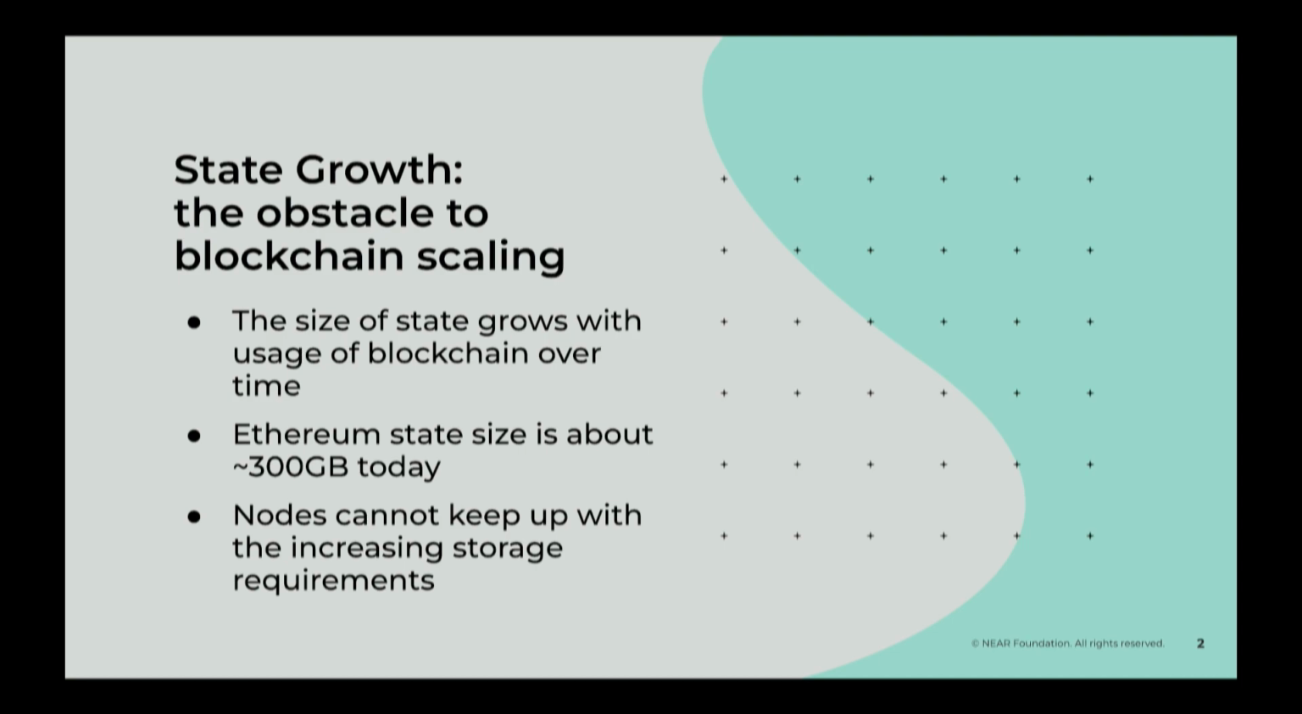The problem with that is it becomes more and more expensive for people to operate a node, whether that's a validator node or people who just want to operate a full node. And at some point, this problem would become so severe that it becomes very difficult for people to keep up with the operation of the network.